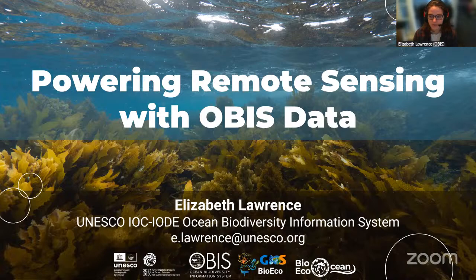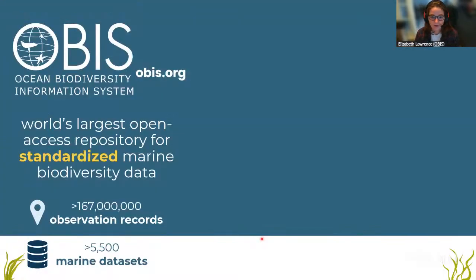All right, thank you, Andre, for that introduction. So today I'm going to be talking a little bit about what kind of data is in OBIS, specifically what kind of macroalgae data is available to be used. So first, to give a little bit of background on what is OBIS. OBIS is the Ocean Biodiversity Information System. It's the world's largest open access repository for standardized marine biodiversity data. And I really like to emphasize the standardized part of this, because even though there's over 5,000 different data sets, all of these data sets are integrated and standardized. And so they have the same data columns, the same data headers. So it's very easy to use any number of these over 167 million observation records.